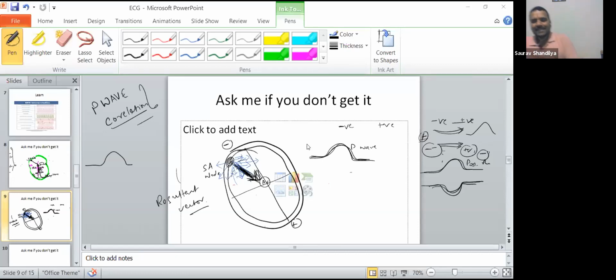Why is it a negative deflection? I'm coming to the Q and S. And then the repeating part, I'll tell you again, the recording terminal of that.